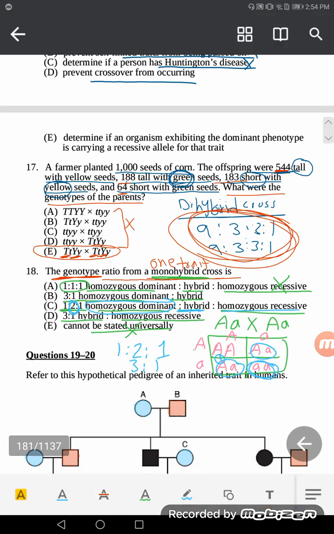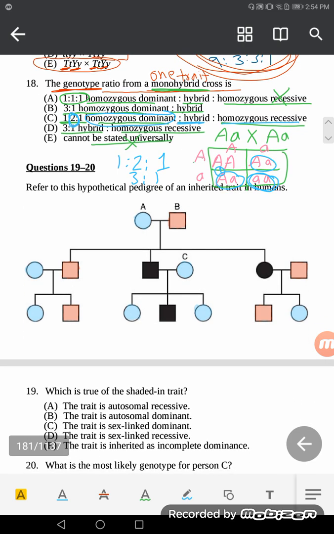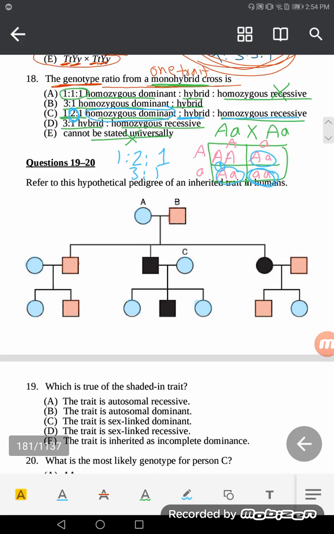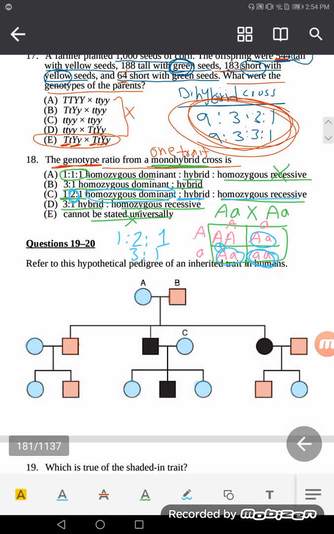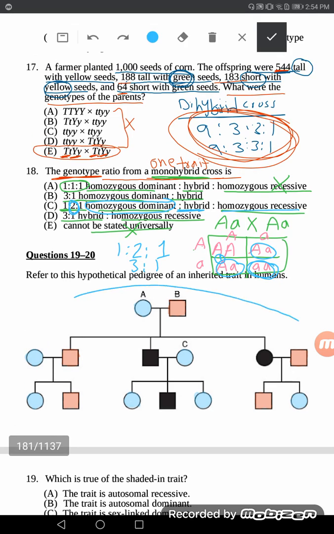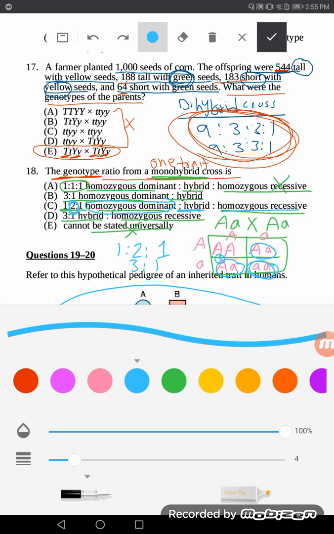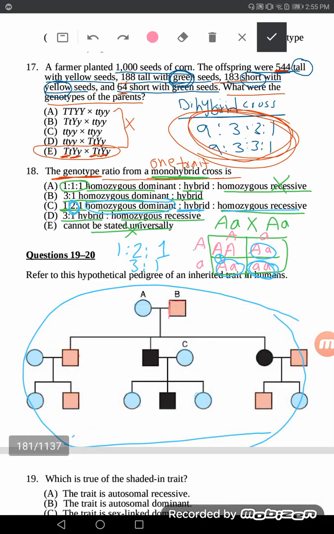Now let us move to questions 19 and 20, which are about the pedigree. As we know, the pedigree is a chart like this, which is used for finding the probability of a family to have that disease or not. And in the pedigree we have symbols like this. For example, when it's a square or in the form of a box, it's for male, and when it's in the form of a circle, it's for the female. And this line here means crossing, or we can say mating.